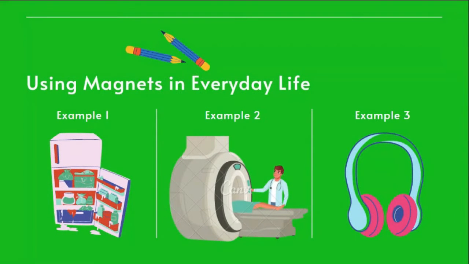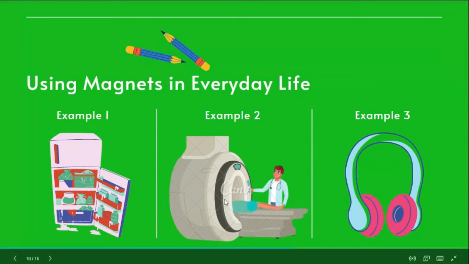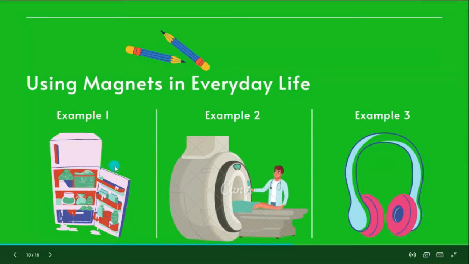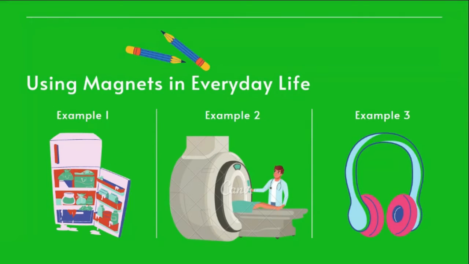Ayan, so using magnets in everyday life. Saan nga ba nakikita yung magnet sa araw-araw nating pamumuhay, diba? Of course, yung refrigerators natin. Kung napapansin nyo pag sinasara nyo yan, bakit hindi siya nag-stay open? Bakit naka-close lang siya? Because of the magnets. So, magnets keeps the doors of our refrigerators closed.